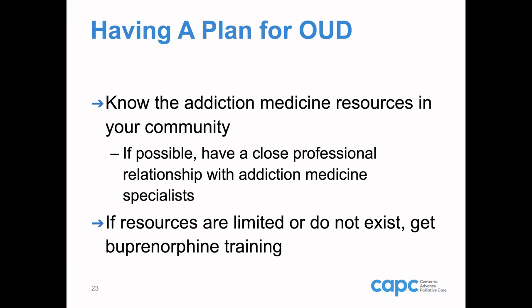Having a plan also means knowing what resources exist in your community and developing relationships with those folks to have smooth handoffs if you do run into trouble. And if you don't have those resources in your community or they're very limited, you may want to consider buprenorphine training so that you can handle this yourself if it happens.